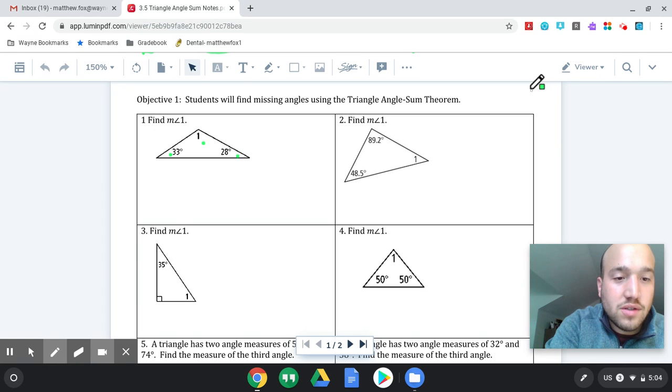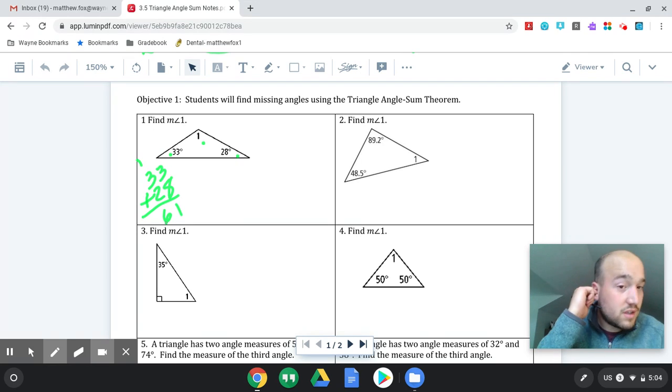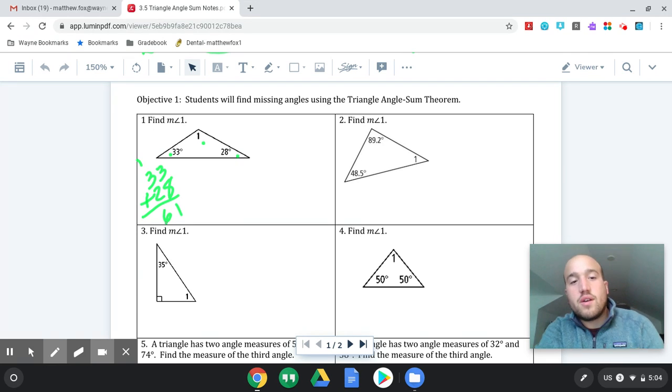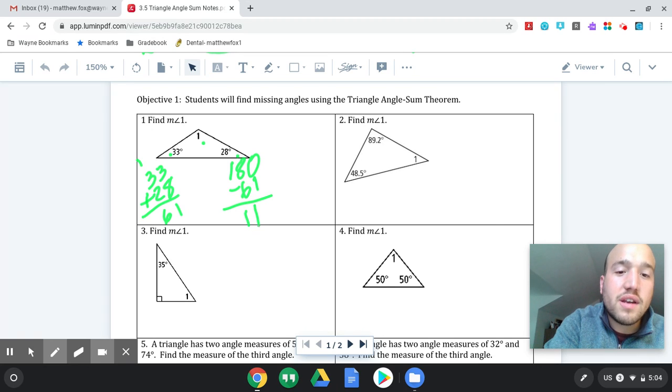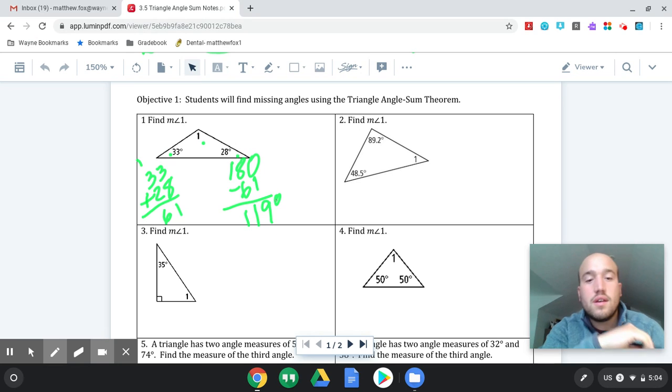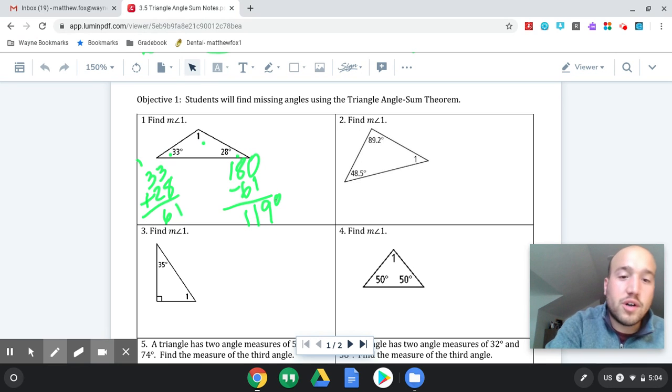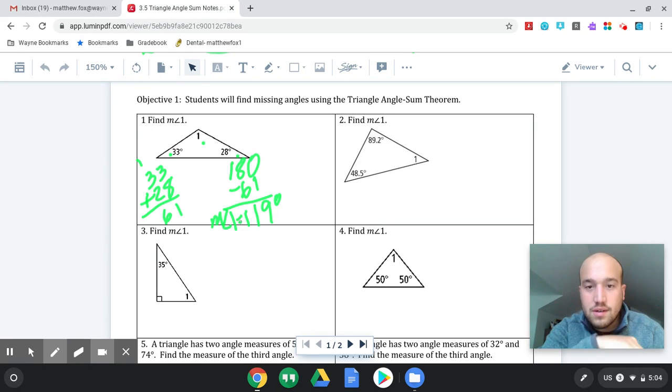So let's just start with adding 33 and 28 together. Okay, and when we add those up, we will get 61 degrees. Okay, now to figure out what angle 1 is, if all of them add up to 180, we can take 180 and subtract that 61, and we will be left with 119 degrees. That is how much is left for angle 1. If you want to make it good notation, M angle 1 equals 119 degrees.